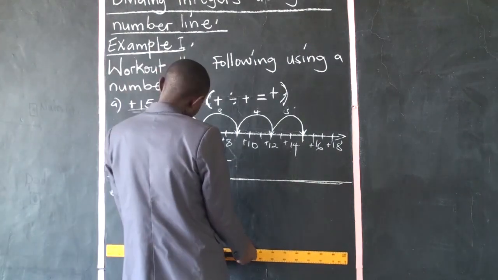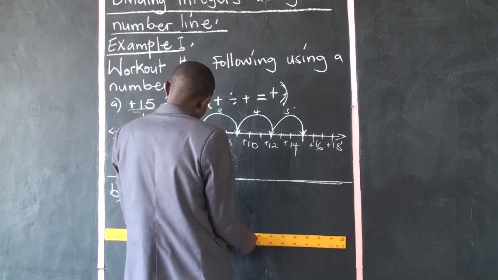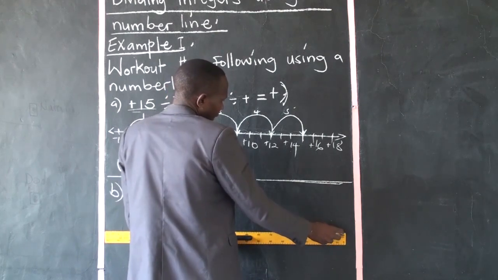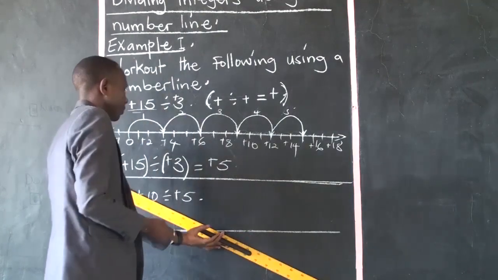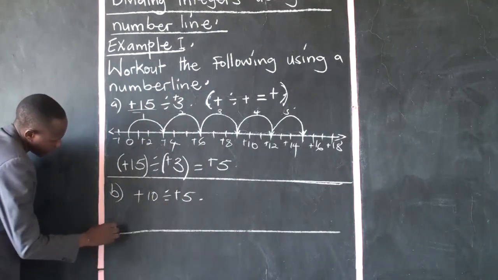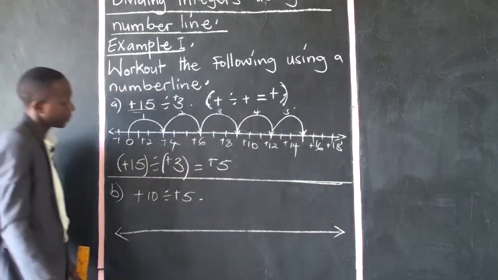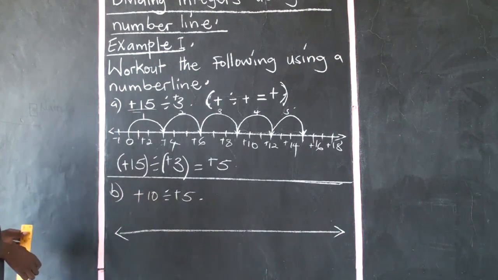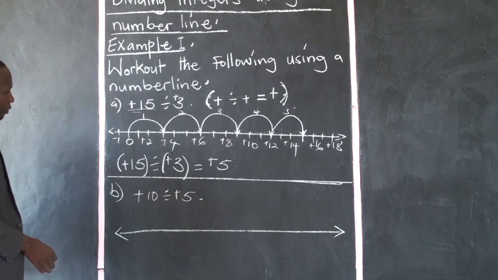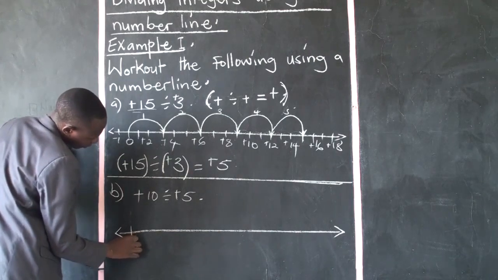Let's now work it out together and we see what we have to do. They said we use a number line. So the first step I will need to do is to draw my number line. After drawing my number line, I'll look at the numbers. We have positive numbers, meaning that there is no need for negatives. So I can just start here. Here I have 0.